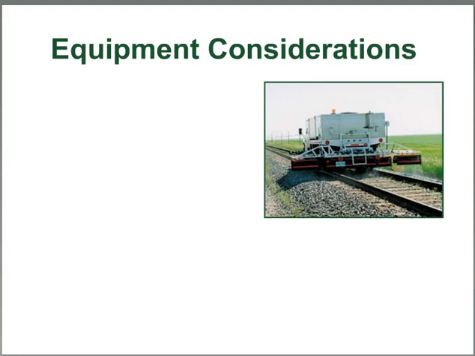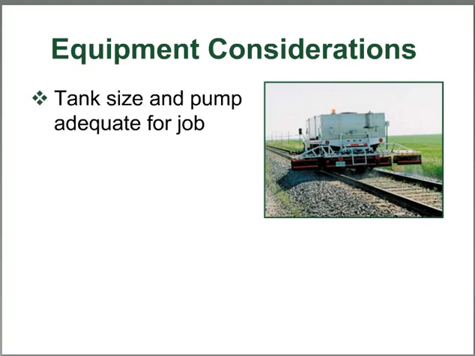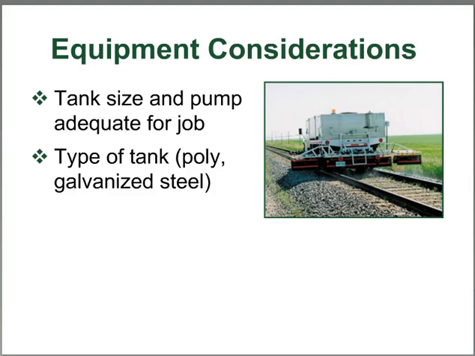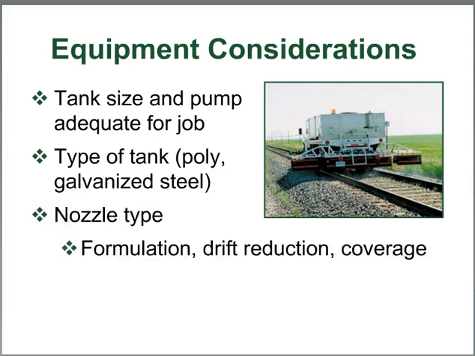No matter what the minimum gallons per acre, you need to make sure that your equipment is in proper working order. Is the tank large enough to handle the job? What type of material is the tank made of, and will it react with the pesticide being applied? What type of nozzle are you using, and are they appropriate for the formulation? Will the nozzle provide adequate coverage or provide for minimizing drift? Are they all in working order and delivering the correct volume?